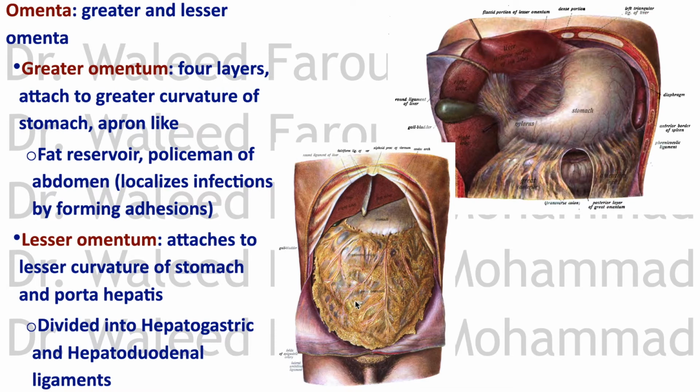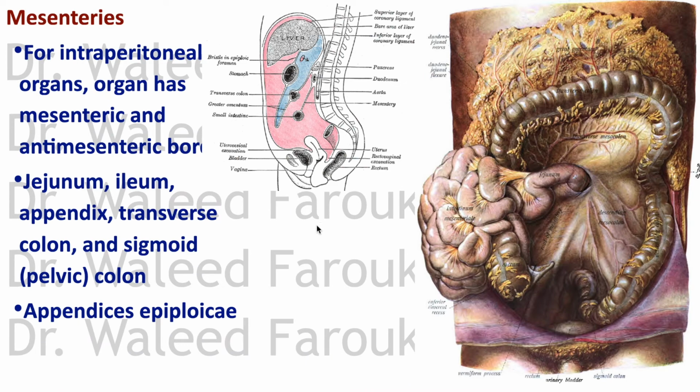It acts like a policeman of the abdomen because it adheres to areas of infection and makes adhesions around it. So they call it the policeman of the abdomen, localizing infection and forming adhesions. So now we understand the concept of the greater sac and the lesser sac and how they are connected through the foramen of Winslow. Another feature of the peritoneum is that it forms mesenteries.